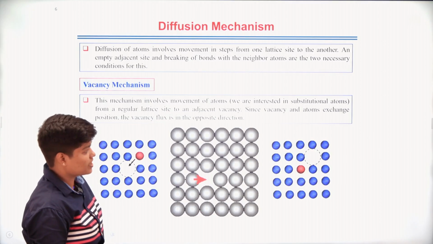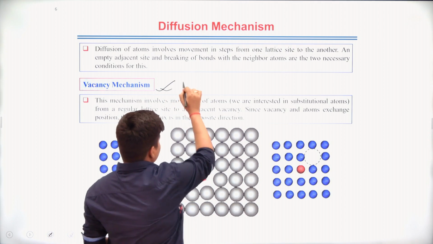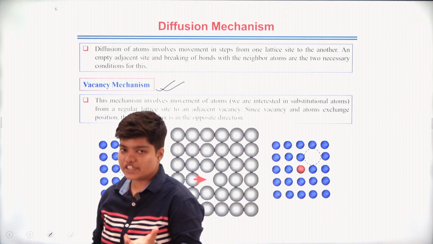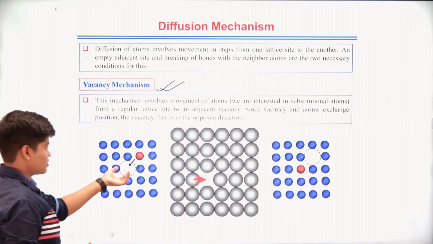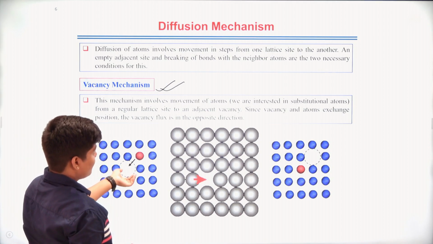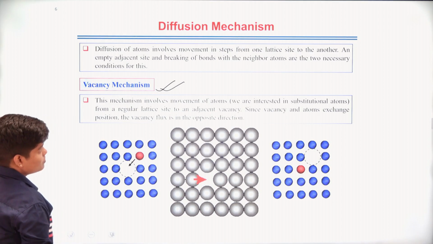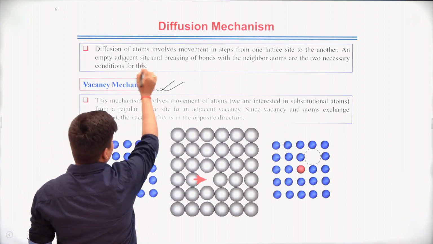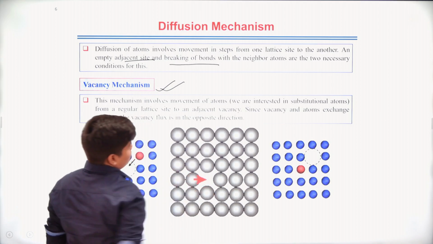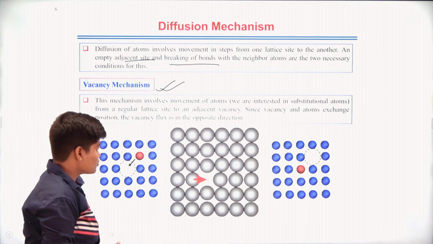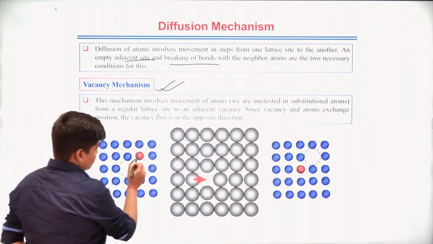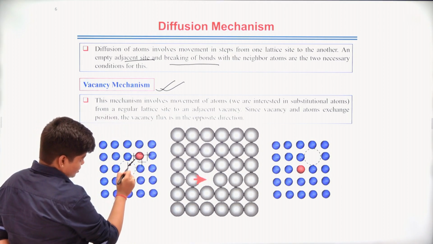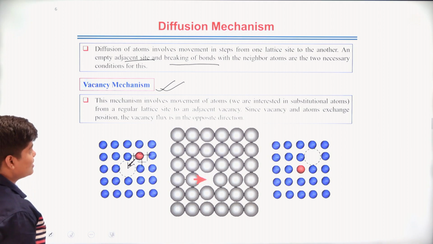So now, what is the vacancy mechanism? This vacancy mechanism will only occur in materials if there is an empty space, a vacancy we can say. The diffusion of atoms involves movement of atoms from one lattice site to another. This will occur only if the adjacent site is empty and the breaking of bonds occurs. The atom will break the bond with the neighboring atoms and come to the vacancy site or lattice site we can say.